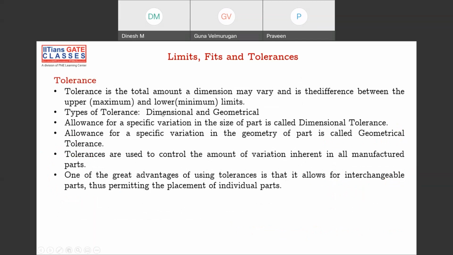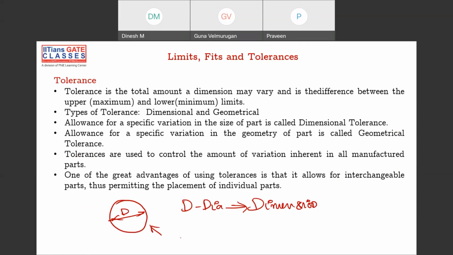In tolerances, we have dimensional tolerances and geometrical tolerances. What is the difference between dimension and geometry? Dimension is nothing but, if you have this thing, this diameter D is your dimension. And what is geometry? Circular geometry.